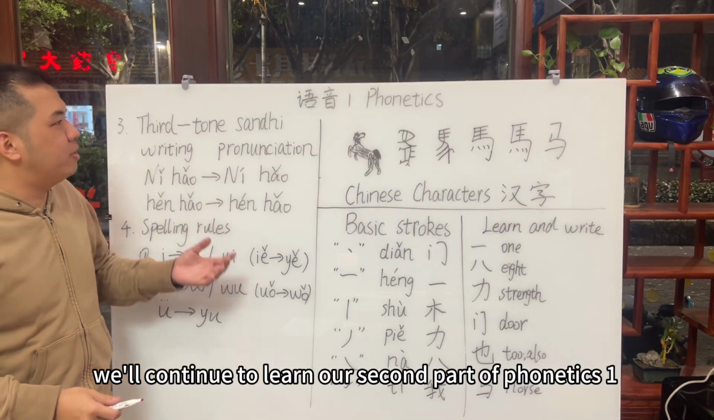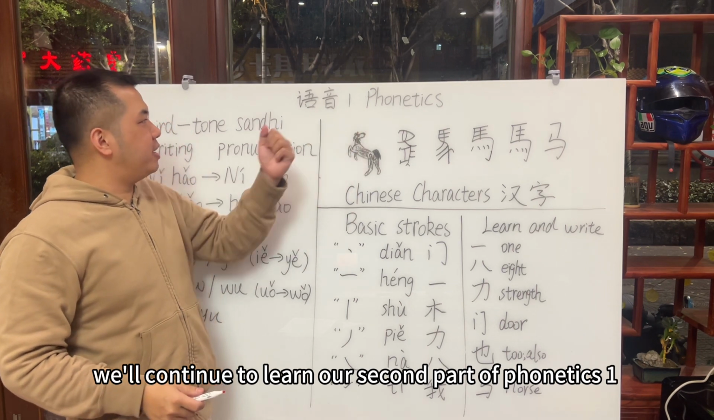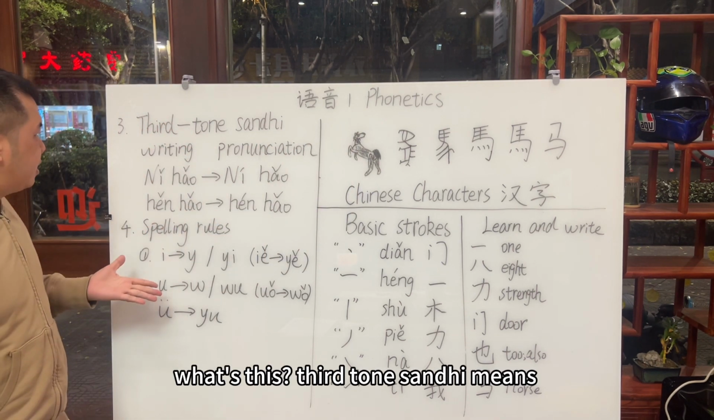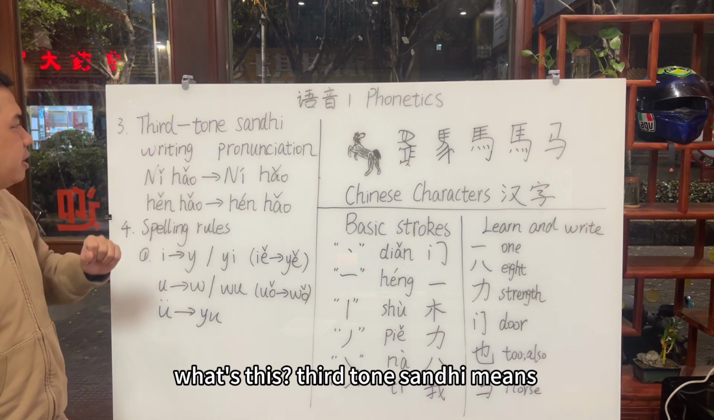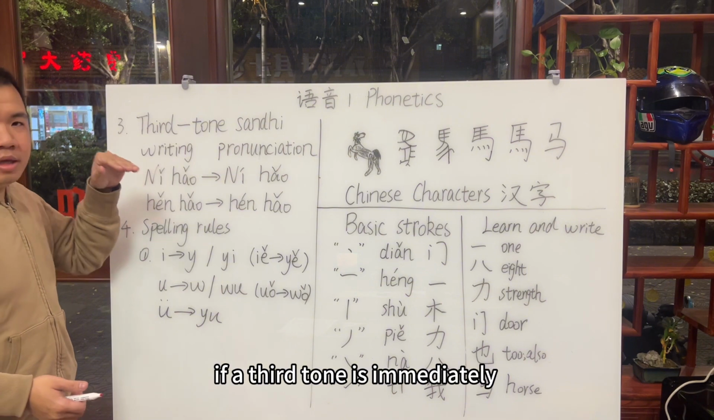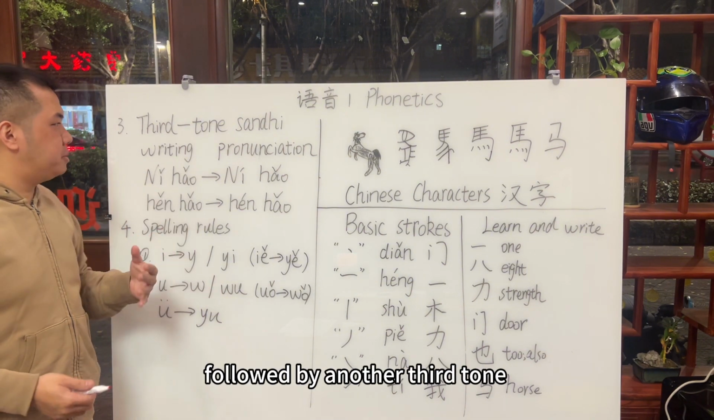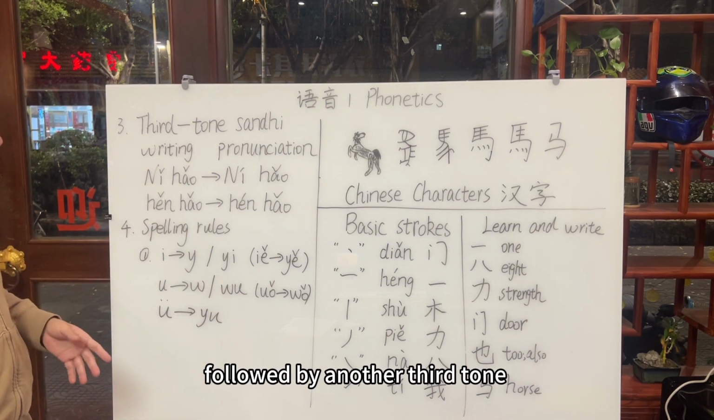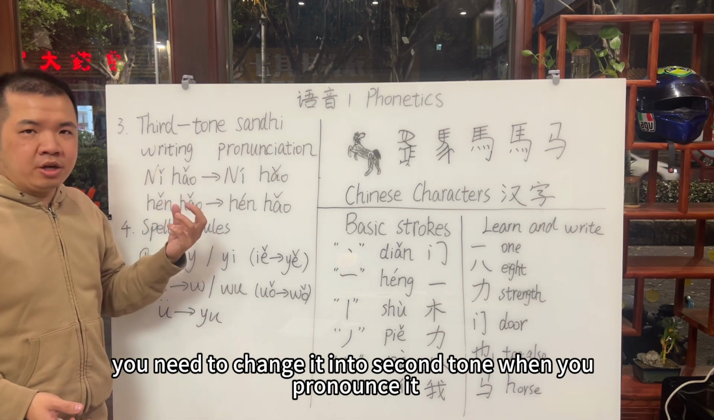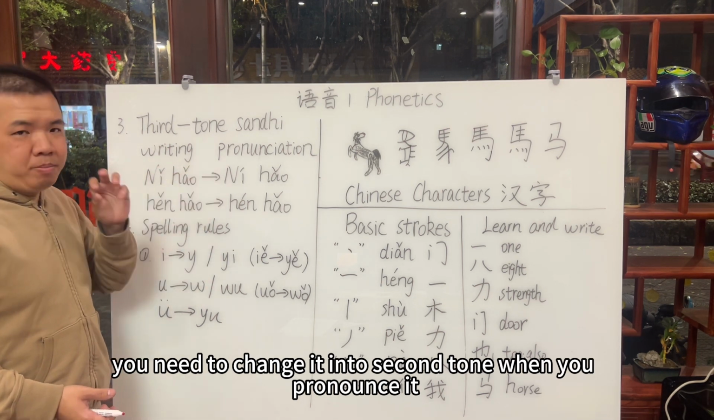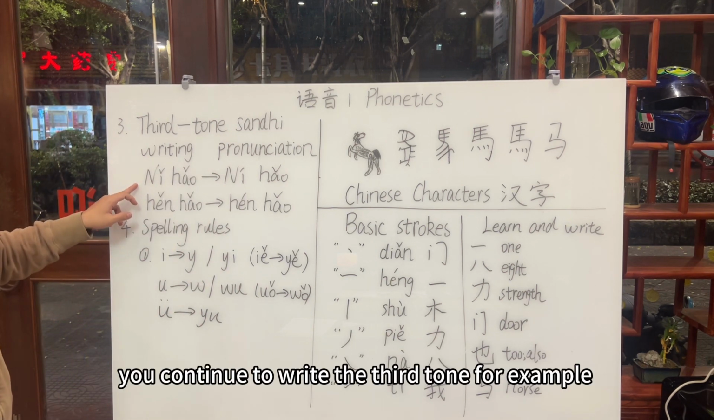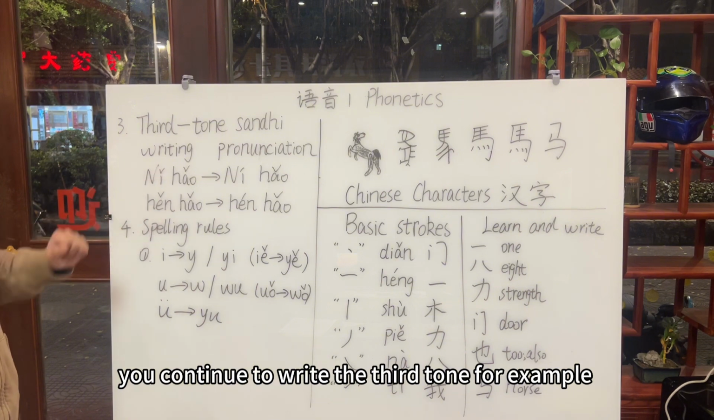Today we'll continue to learn our second part of Phonetics 1. Third tone sandhi. What's this? Third tone sandhi means if a third tone is immediately followed by another third tone, you need to change it into second tone when you pronounce it. But for the writing, you continue to write the third tone.